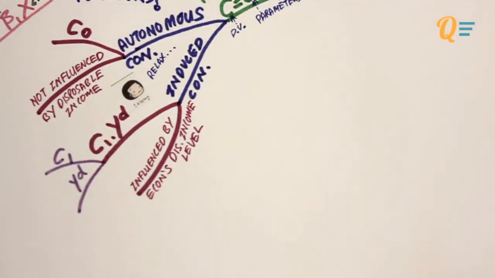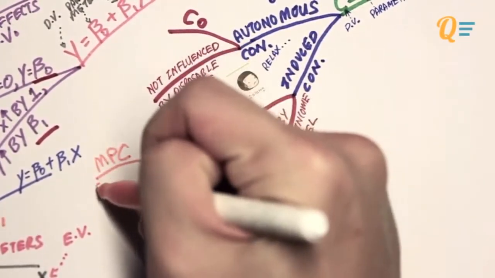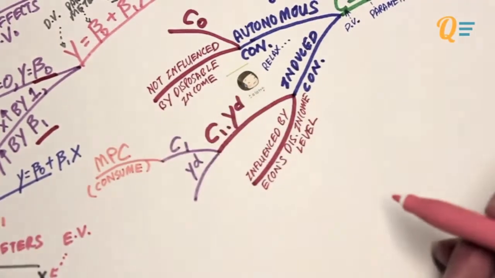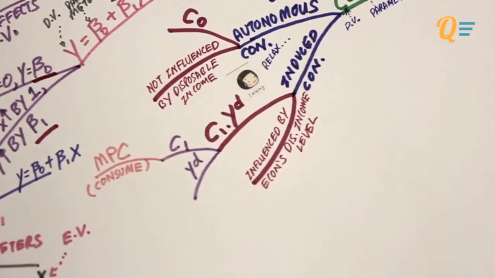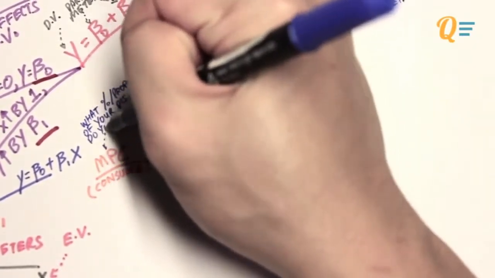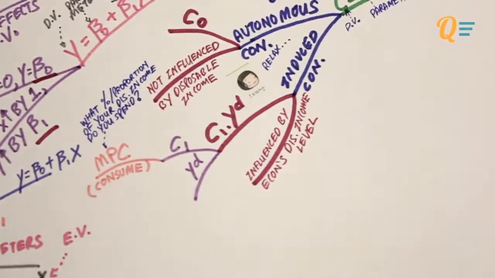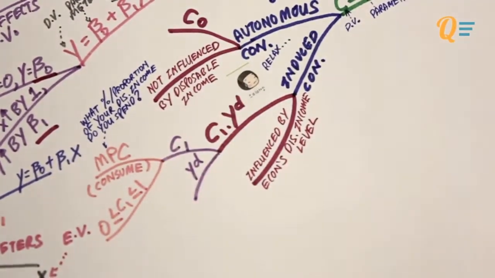So let's start with C1 first. I know you know it's a parameter, but there's a more formal definition for it. C1 is actually your marginal propensity to consume. So what is this marginal propensity to consume? It is basically the percentage or the proportion of your disposable income that you are going to spend. And obviously, you cannot spend more than what you earn. So that's why C1 will take a value of between 0 and 1.